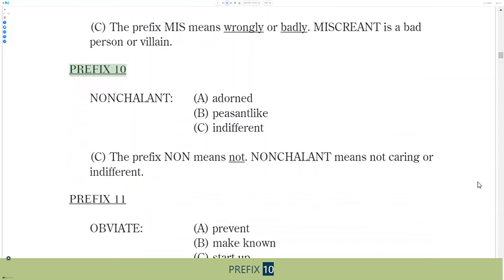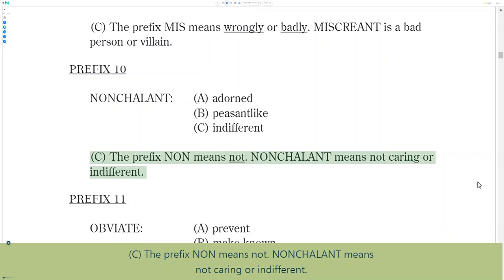Prefix 10. Nonchalant. A. Adorned, B. Peasant-like, C. Indifferent. C. The prefix non means not. Nonchalant means not caring or indifferent.